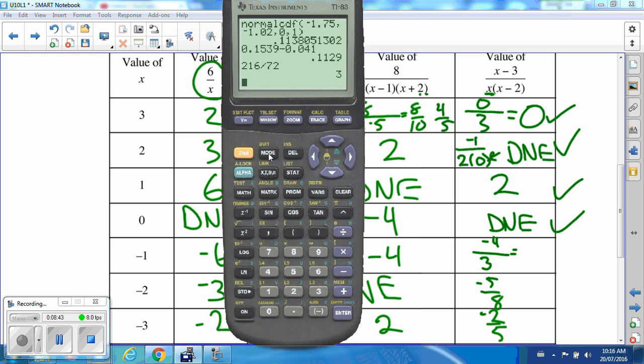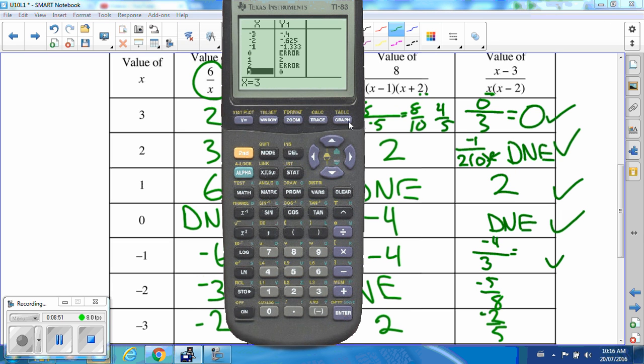If you don't believe me, I can type this into here. Hey, look, it worked. Back to my table. So I was right on this one as well. 0.625 is 5/8, and -2/5 is -0.4. Look at me go. It's almost like I know what I'm doing.